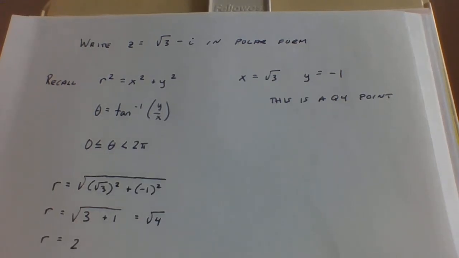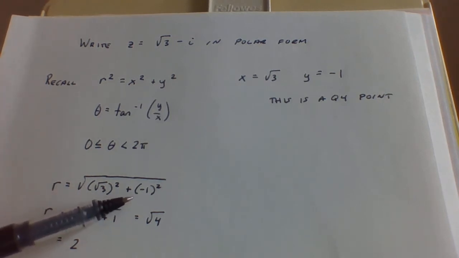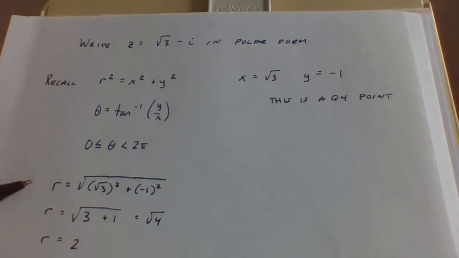Let's go ahead and take a look at finding r first. I can plug into my formula. My x value was radical 3, I'm going to square it. My y value was negative 1, also going to square it. And when I'm done, I want to take the square root so I can solve for r. When we do this, we're going to get an r value of positive 2.